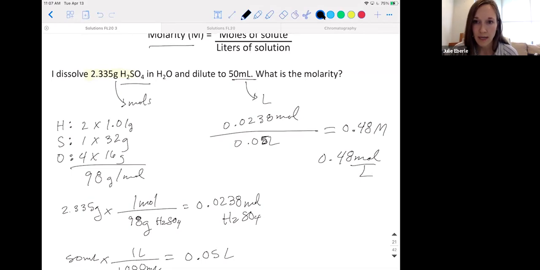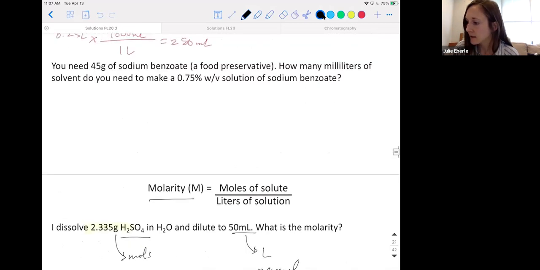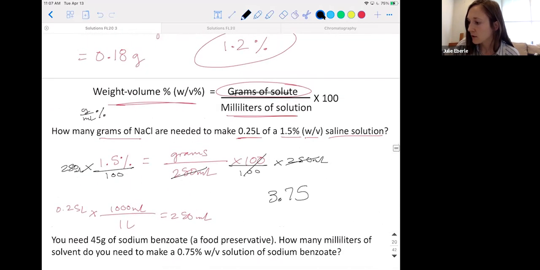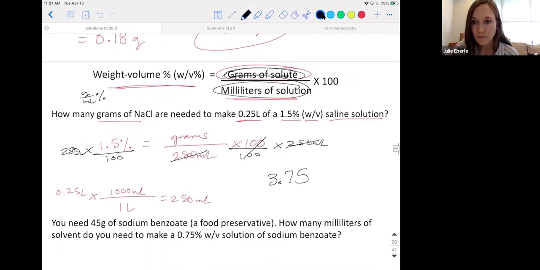All right, questions on how to solve for molarity? So on exam 4, definitely expect a problem where you're calculating a molarity. Definitely expect a problem where you're either calculating a weight volume percent, or I give you the weight volume percent and you're calculating either the grams of solute or milliliters of solution.